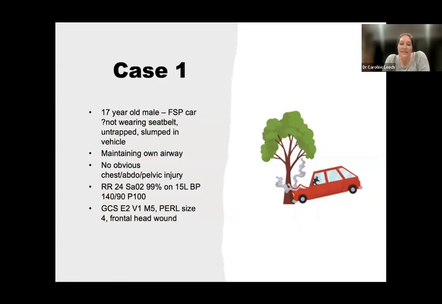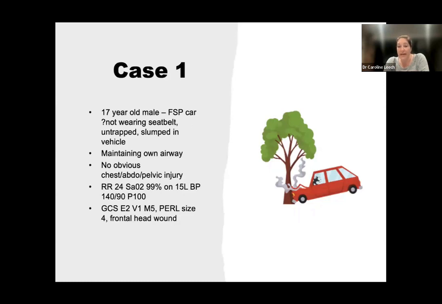So I've just got a few cases. I'm aware of the time and we might want to do some questions, but have a think about how you'd manage this patient. So 17-year-old front seat passenger of a car, and you're just thinking maybe they weren't wearing a seatbelt because they are untrapped, they're slumped in the vehicle. Maintaining their own airway. You've done a quick primary survey and there's no obvious chest, abdo or pelvic injury, but you are aware that they could well have with that mechanism of injury. Obs are looking okay, apart from GCS, which is 8. Pupils are equal and reactive, and they've got a frontal head wound. So just have a quick think, what are your priorities for managing this patient?